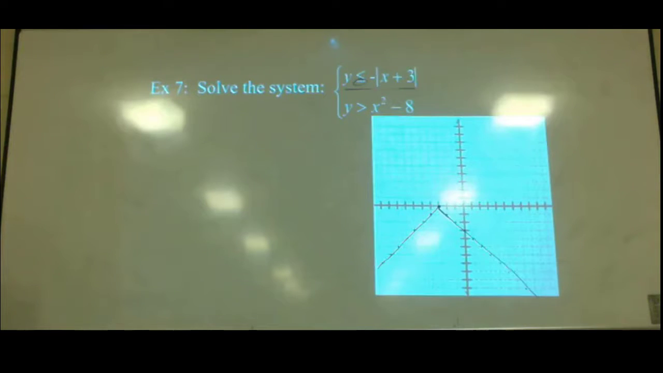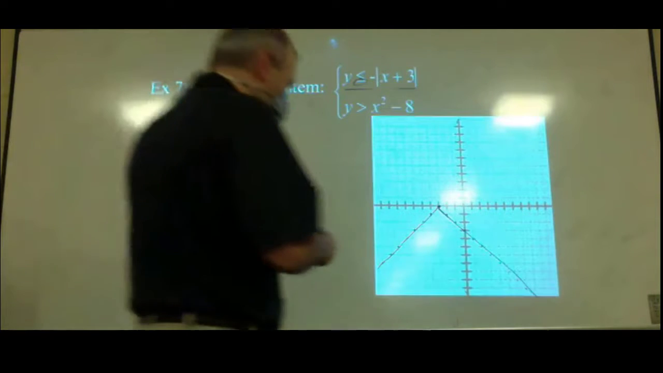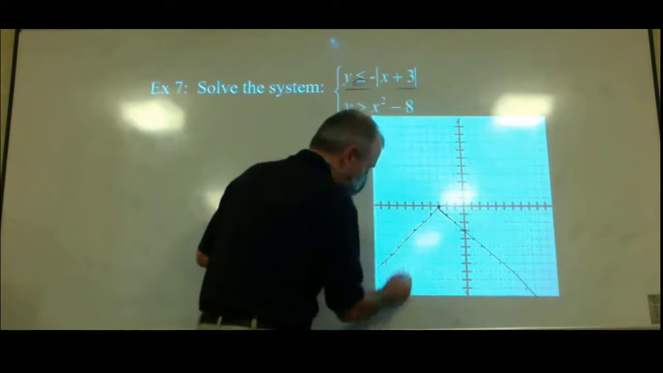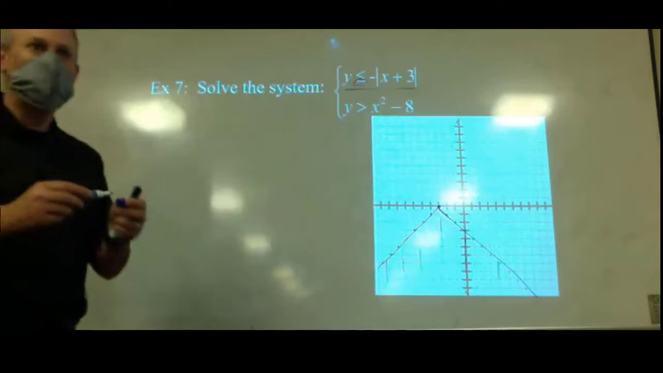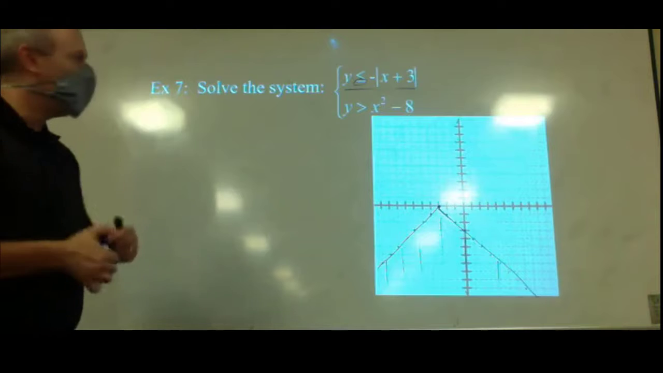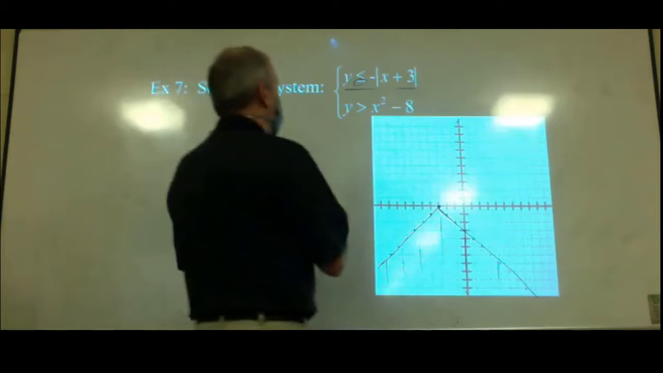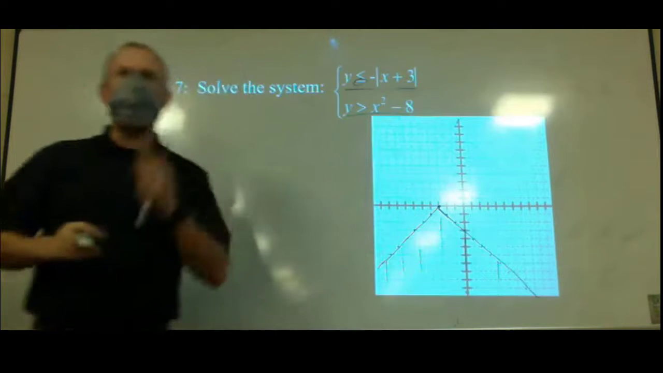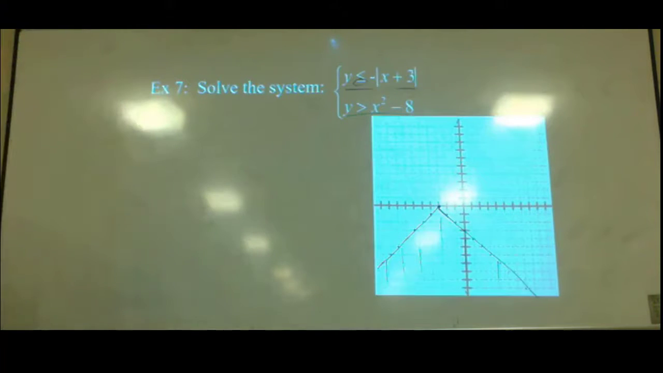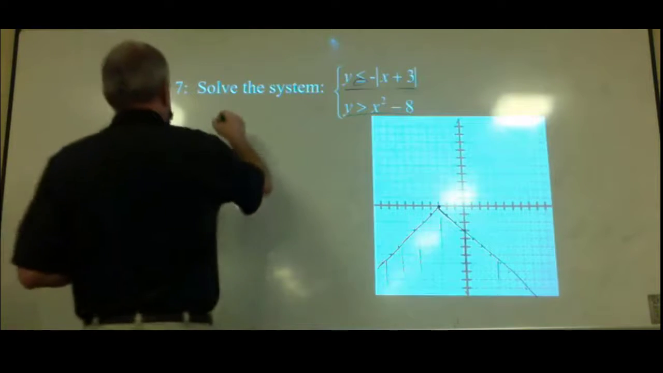Should we shade above or below this V shape? Because it says y is less than, and whoever just said it, it's below. That's correct. So below the V shape. Okay, that makes sense. Less than, below. For the other one, who remembers what shape this is? It's a parabola. It's a U shape, right? And again, that was one of our toolkit functions.